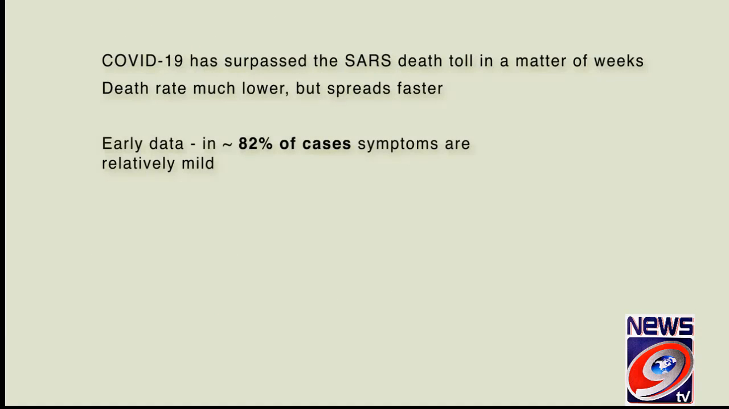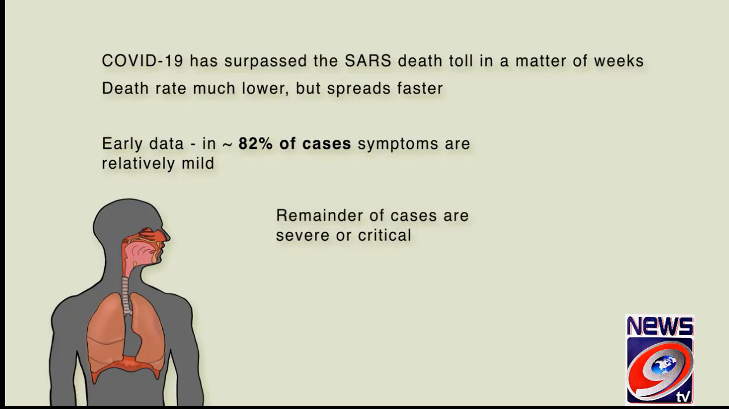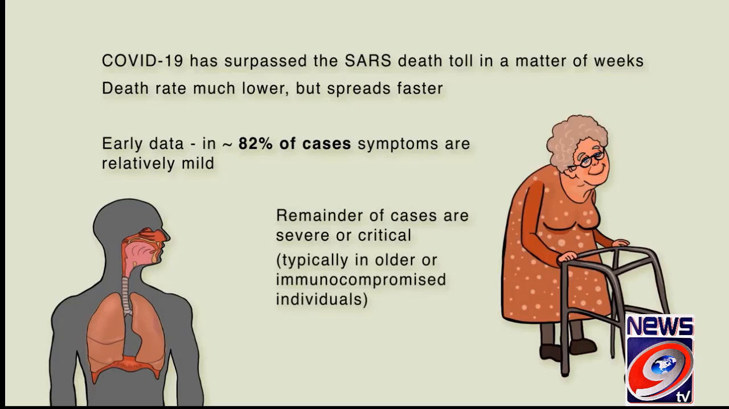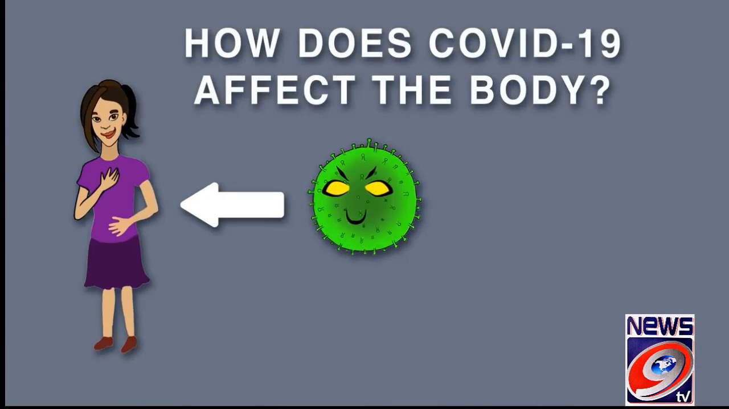Early data suggests that in around 82% of cases, symptoms are relatively mild. The illness begins and ends in the lungs. However, the remainder of cases are severe or critical, typically in older or immunocompromised individuals. How does COVID-19 affect the body?